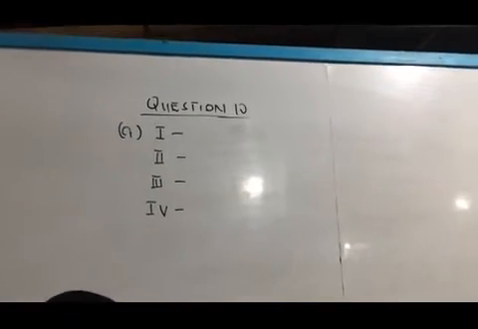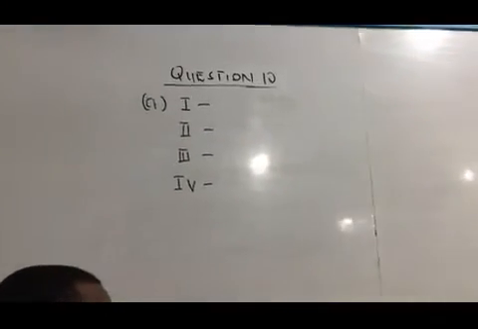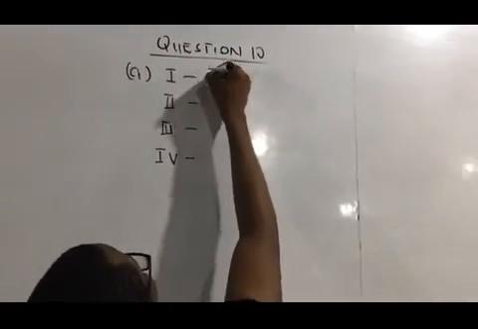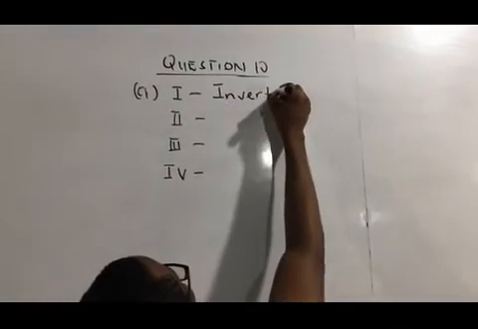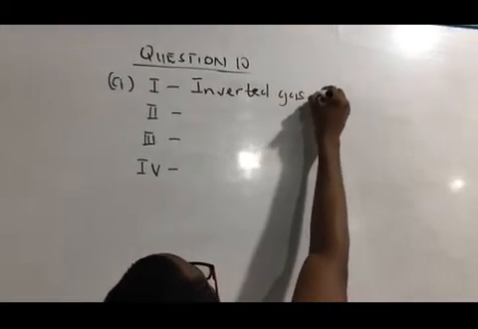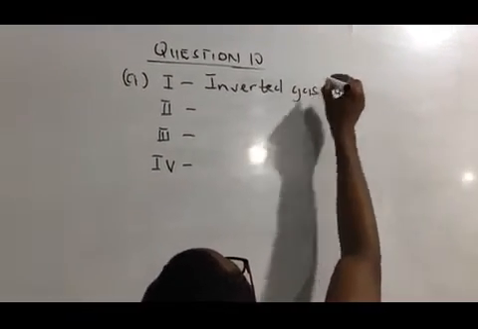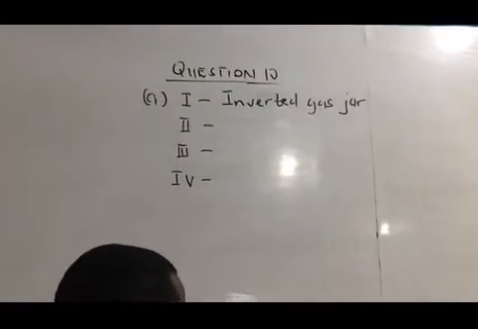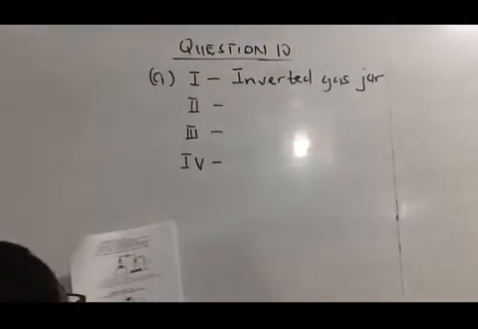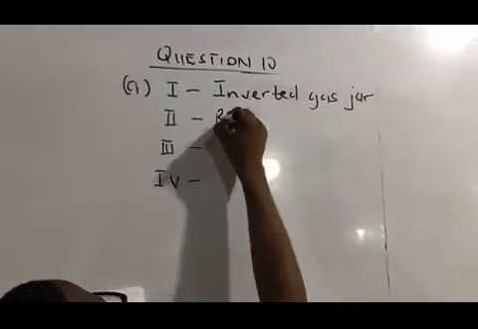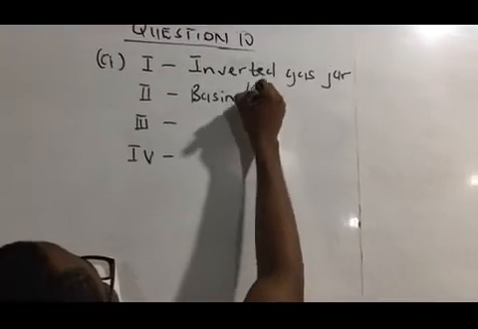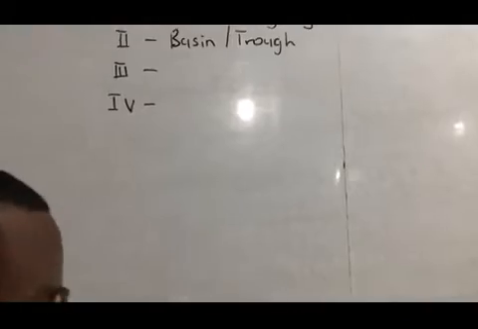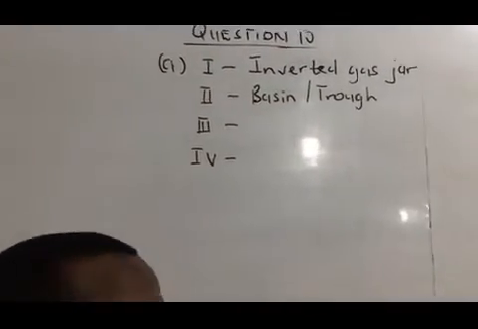From the diagram, the part labeled I, that is the gas jar. But if you look at this, the gas jar is turned upside down. So you don't just label it as gas jar. As I said, you label it as inverted gas jar. Then your II is the basin or the trough. So basin. And then your III is the delivery tube.